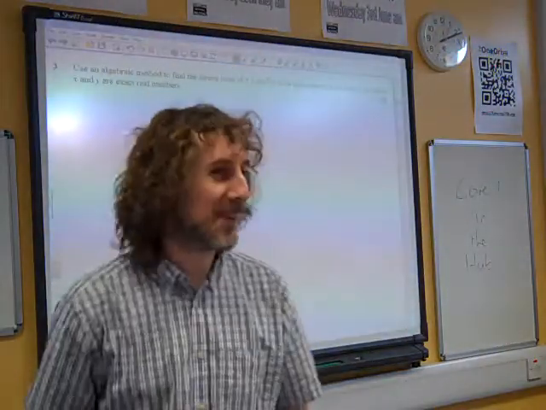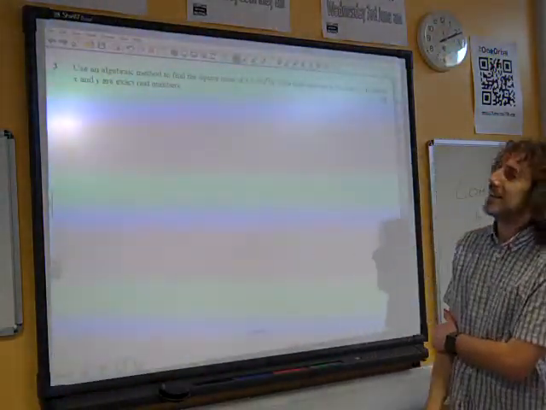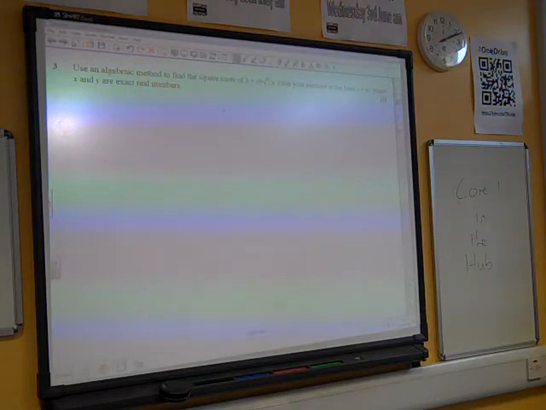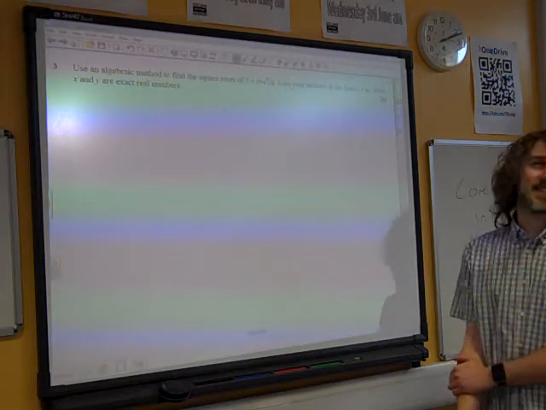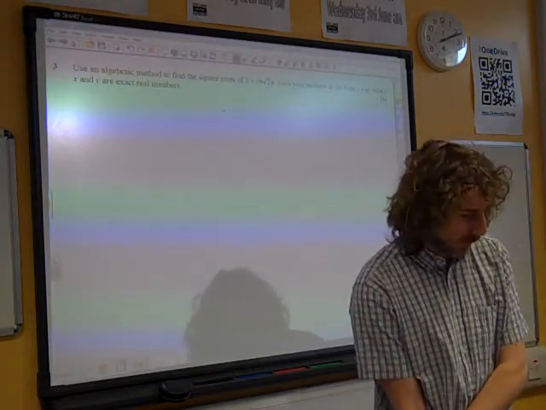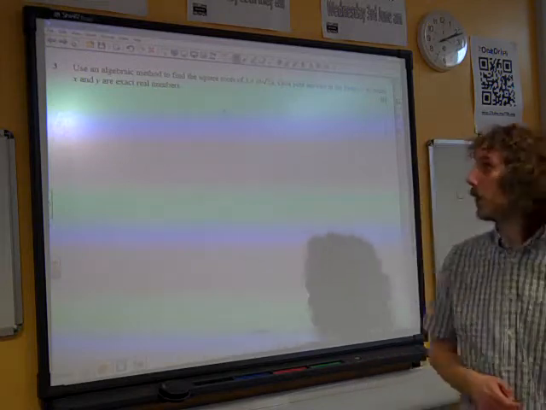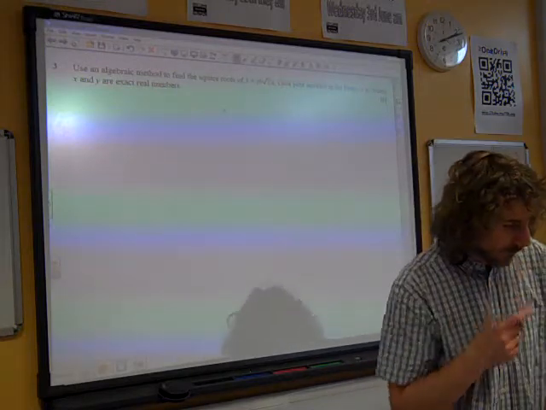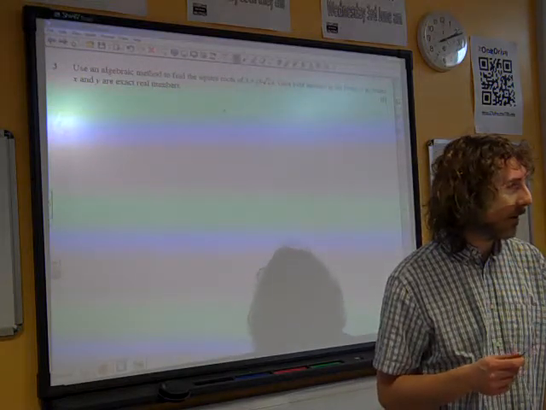Okay, so question 3. Use an algebraic method to find the square roots of 3 plus 6 root 2i. Give your answer in the form x plus iy, where x and y are exact real numbers. We've not done one of these, have we? We've not talked about this, but remember how we set this up.